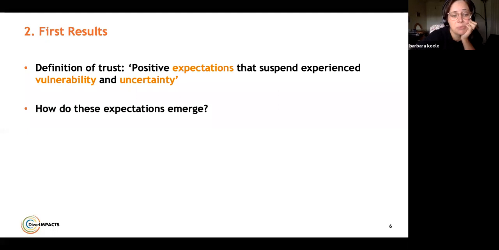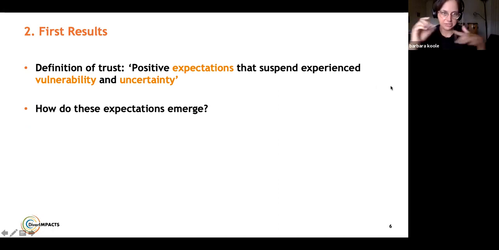The first thing that was important was to define what my understanding of trust actually is, because there are many different definitions of trust. So I've been building on previous definitions. The definition that I work with is that trust is positive expectations that suspend experience vulnerability and uncertainty. Some important words are expectations.